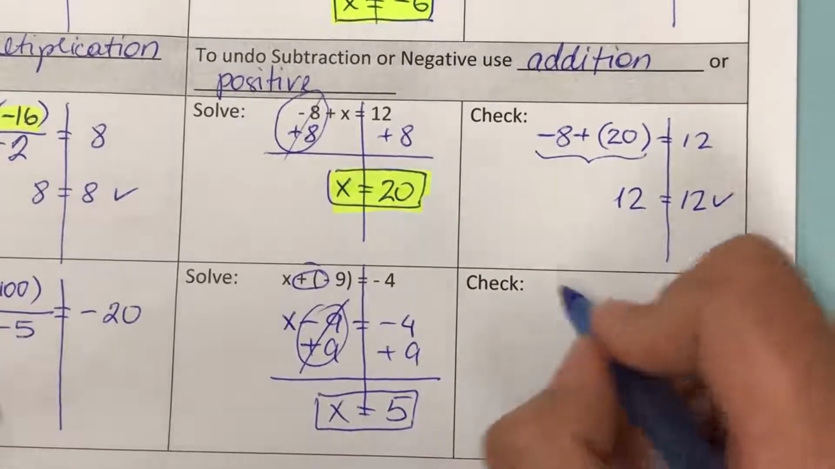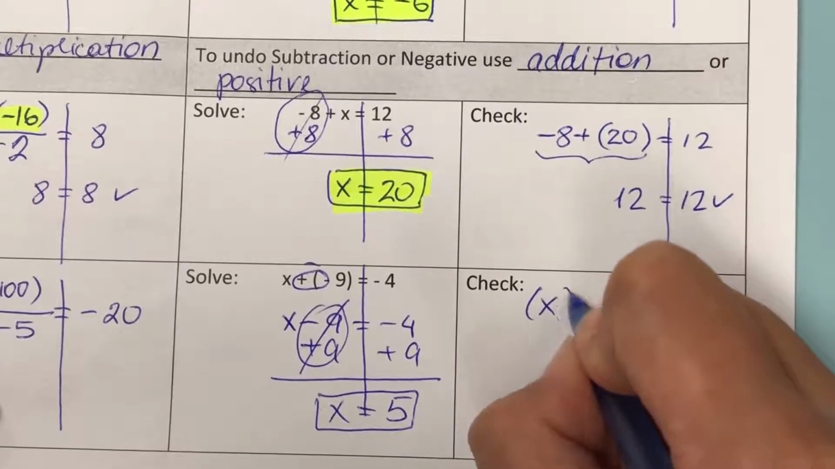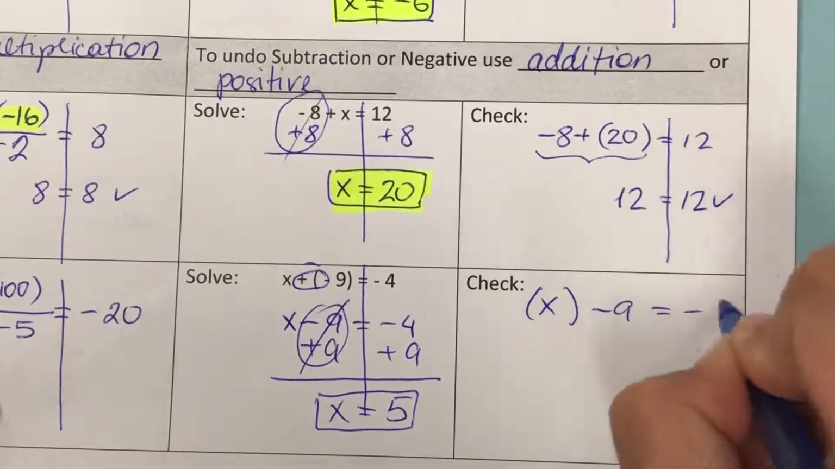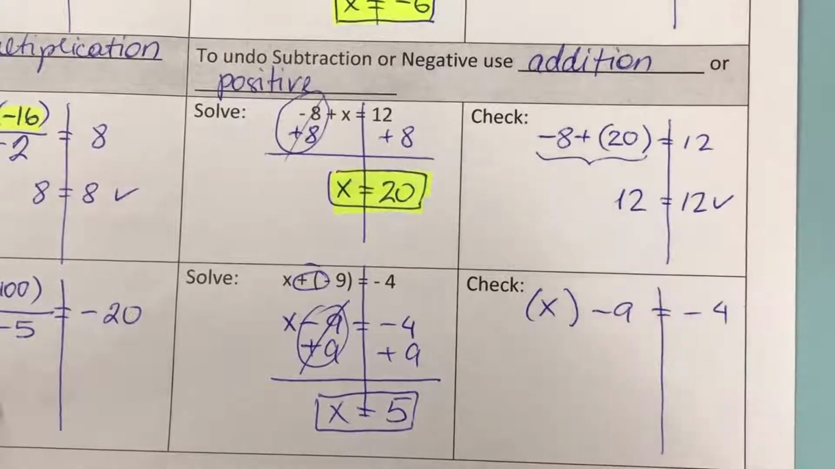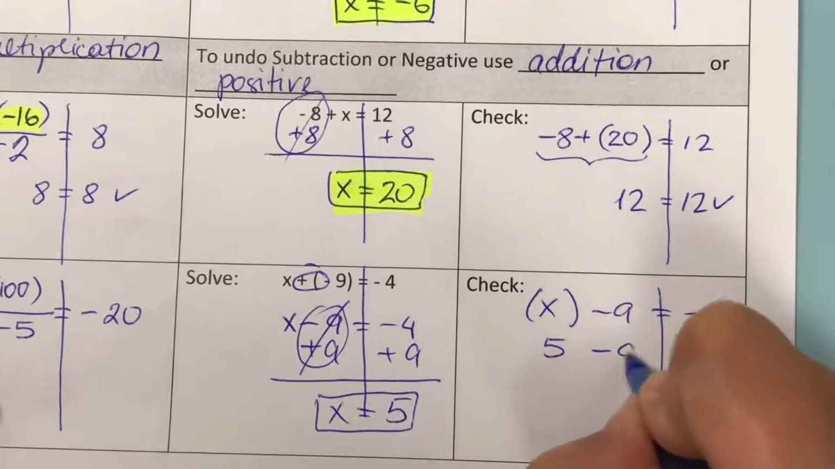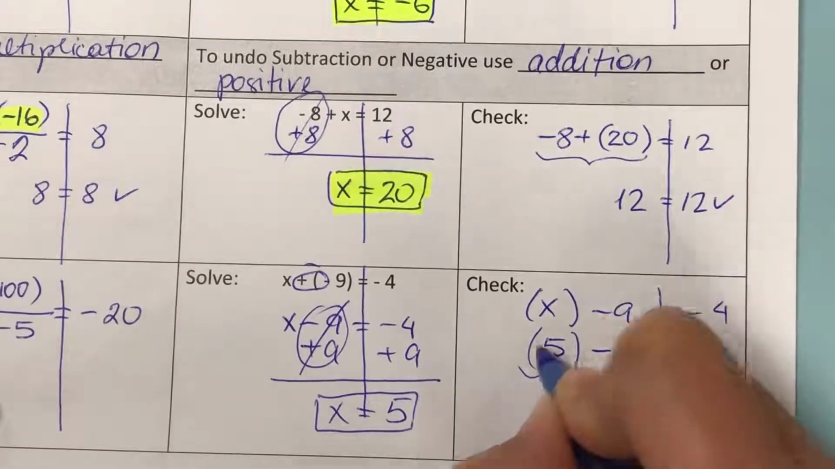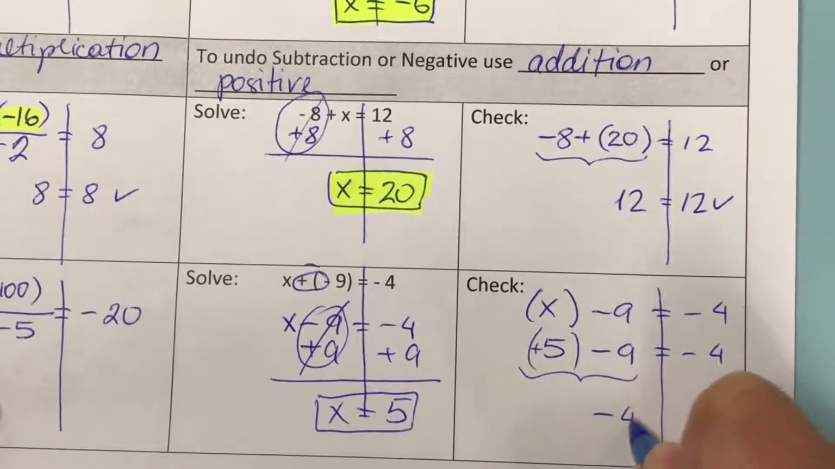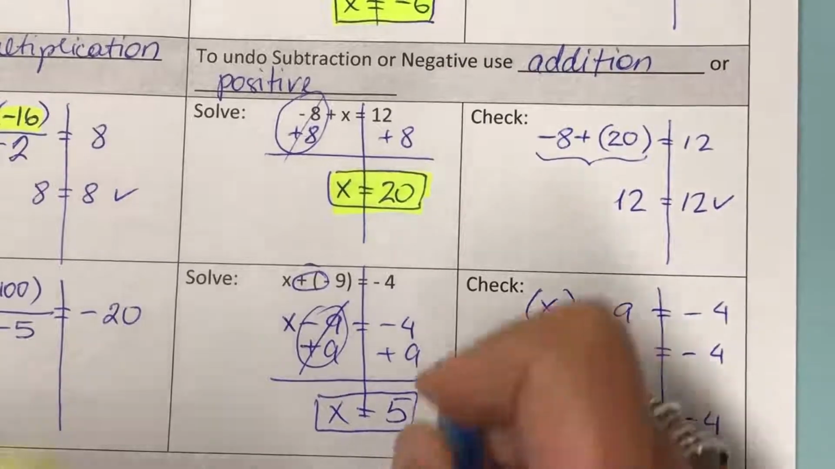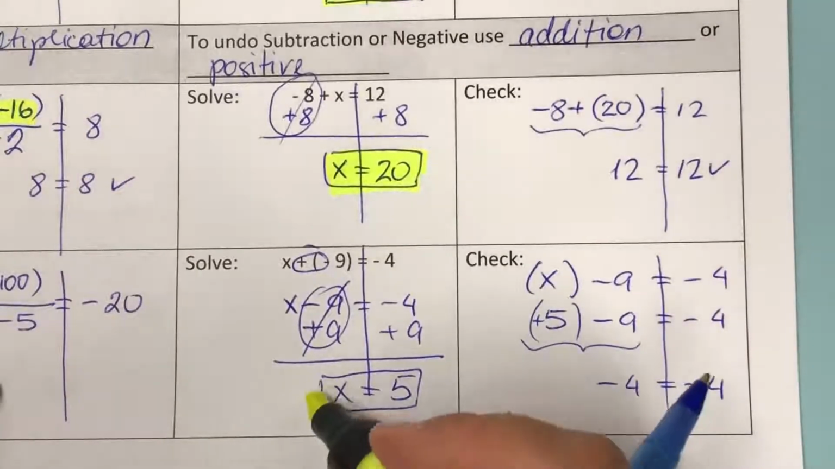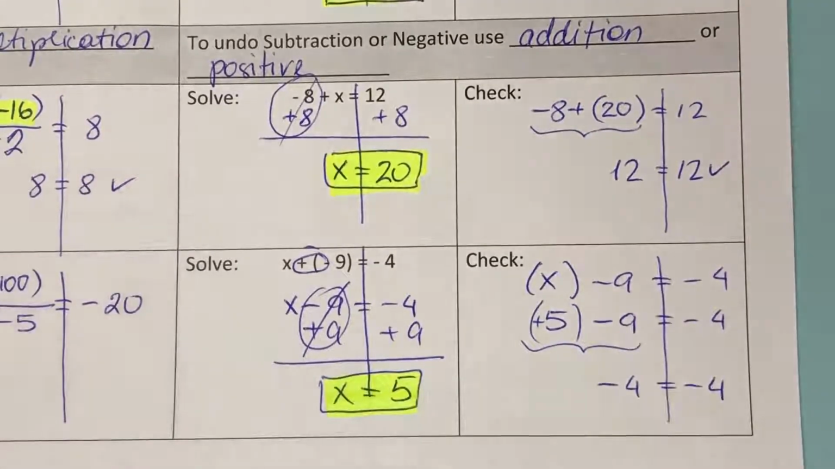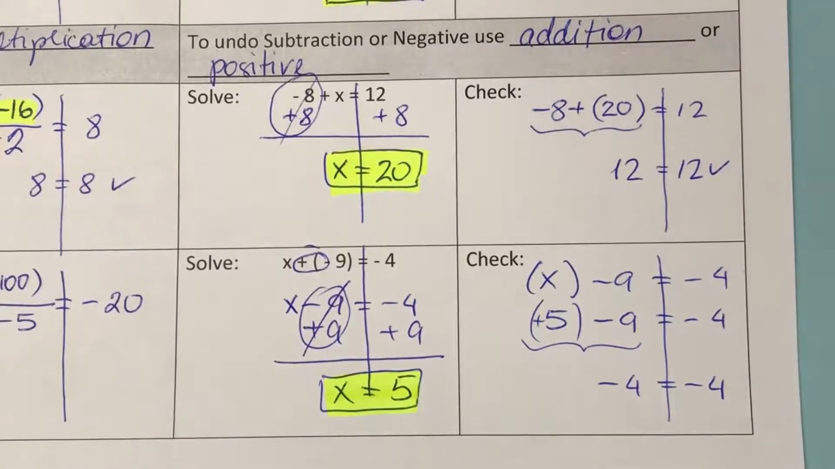So the problem originally was what number minus 9 equals negative 4. So if I substitute instead of x 5, 5 minus 9 equals negative 4, because we have to subtract and keep the sign of the bigger number. So my solution is 5 because it makes a true statement by being replaced in the original equation.